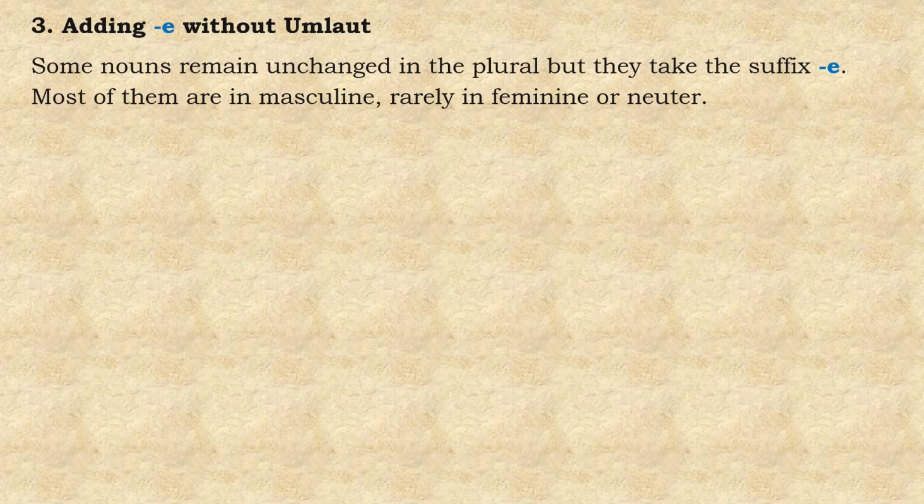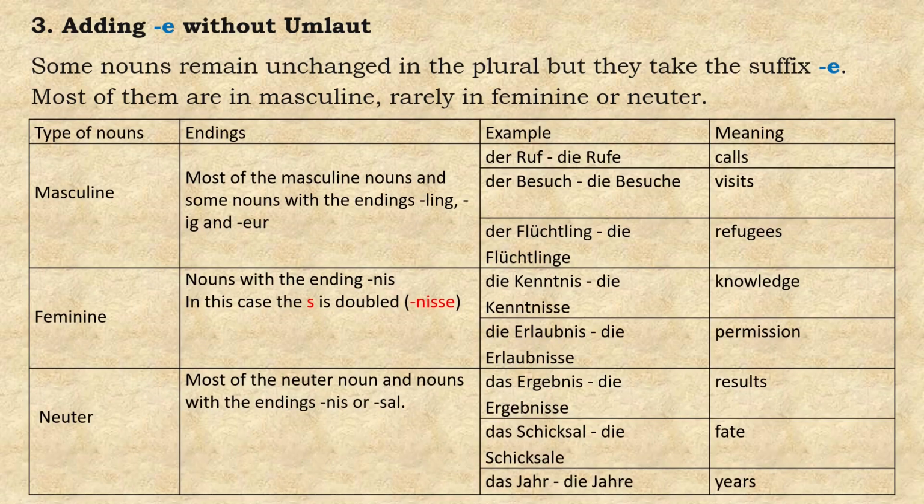Some nouns remain unchanged in the plural, but they take the suffix e. Most of them are in masculine, rarely in feminine or neuter. In this category, most of the masculine nouns and some nouns with the endings ling, ig, and eur. For example, der Ruf, die Rufe, der Besuch, die Besuche, der Flüchtling, die Flüchtlinge.